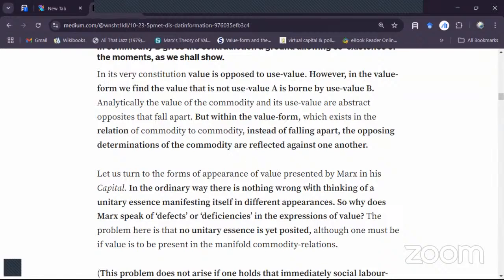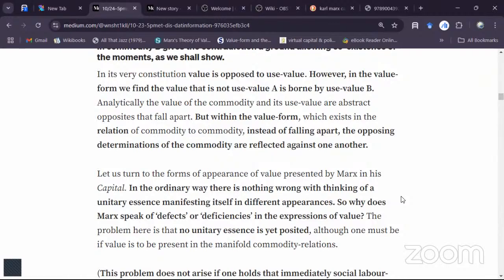Let us turn to the forms of appearance of value presented by Marx in his Capital. In the ordinary way, there's nothing wrong with thinking of a unitary essence manifesting itself in different appearances. So there's something that connects all these Virgin Mary pictures. Oh, there's Mary. There's the kid. Now, in the earlier stuff, the kid looks like a little adult, which is not the same, right? In later versions of the Madonna and Child, it's an actual kid rather than a little adult. So is that progress or not? It's the same kid, right?